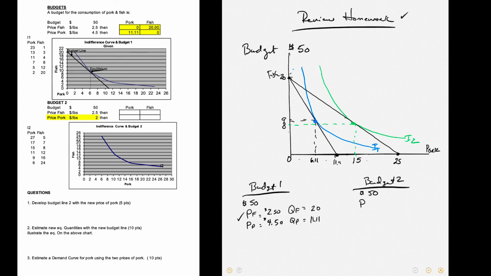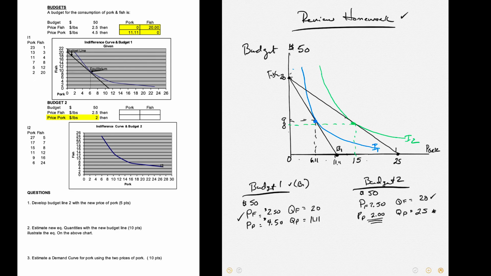Now, budget 2 in the middle of the page was part of the homework, so let's go straight to that. The price of fish was still $2.50, but the price of pork changed to $2, so that's the change. As a budget, how much could you buy of each? Well, you could buy 20 units of fish, the same as the first budget, and you could buy 25 units of pork, which is also the change. This gives us budget 1 and budget 2, and those were the parts of the homework, especially budget 2, that you had to deal with.